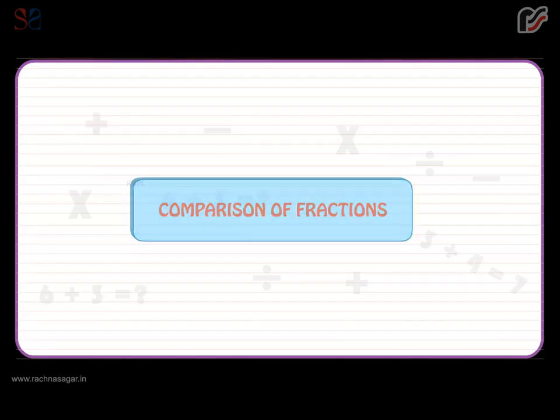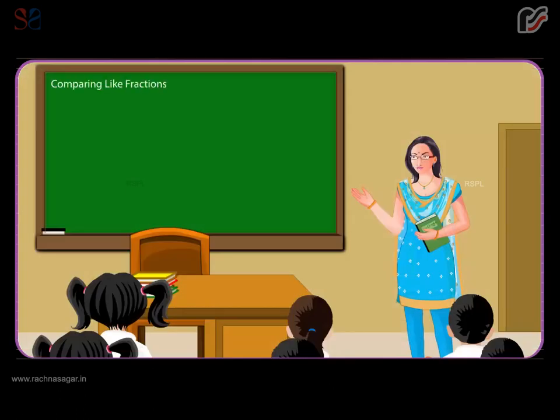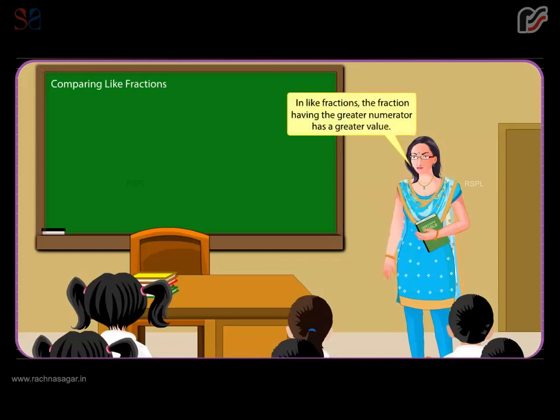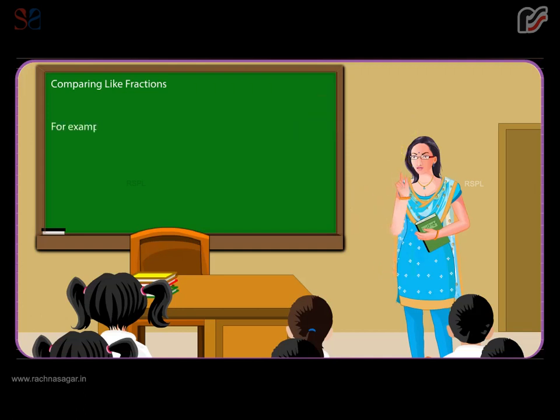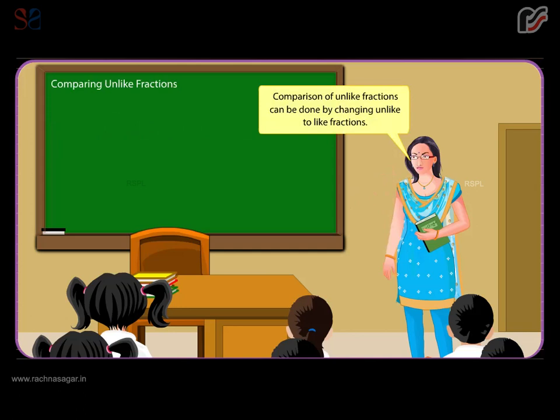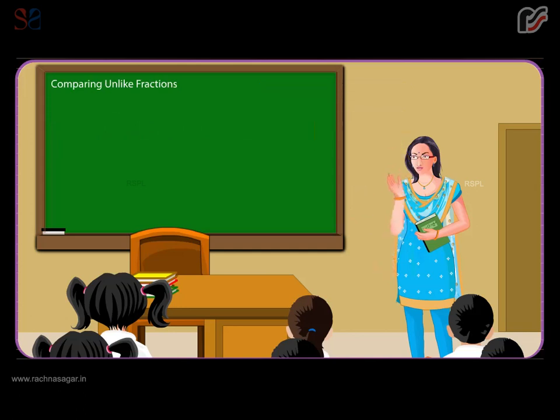Comparison of fractions. Comparing like fractions. Comparison of like fractions is very easy. In like fractions, the fraction having the greater numerator has a greater value. For example, 3 by 5 is less than 6 by 5 because numerator 3 is smaller than 6. Comparing unlike fractions. Comparison of unlike fractions can be done by changing unlike to like fractions.